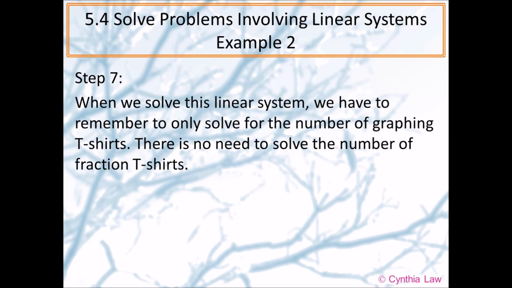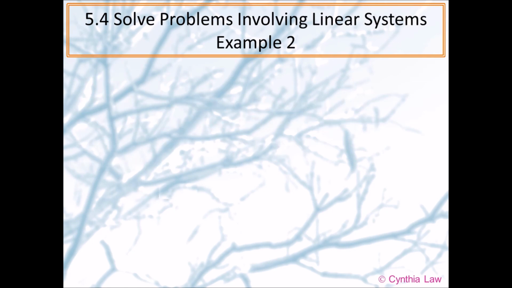So when we solve the variables in step 7, we have to remember to only solve for the number of graphing t-shirts. We don't want to solve for the number of fraction t-shirts at all. So we want to avoid solving for the number of fraction t-shirts. Let's put everything together.